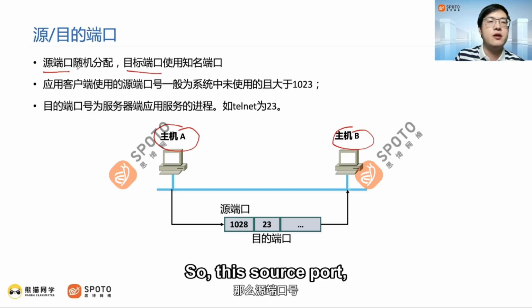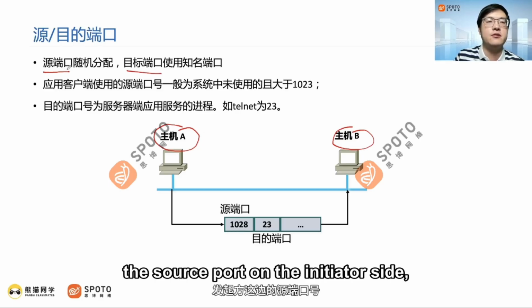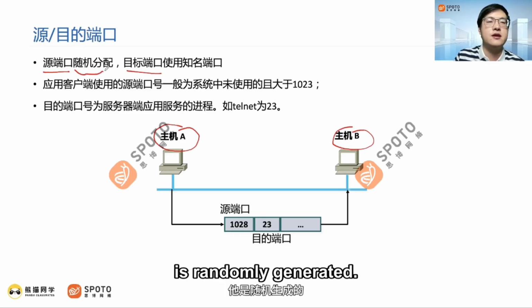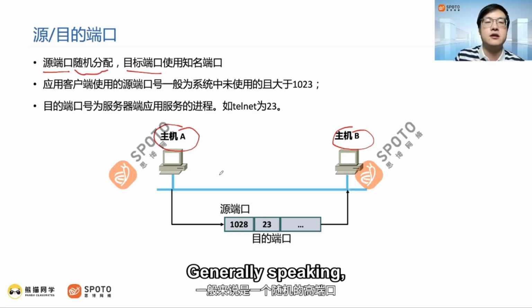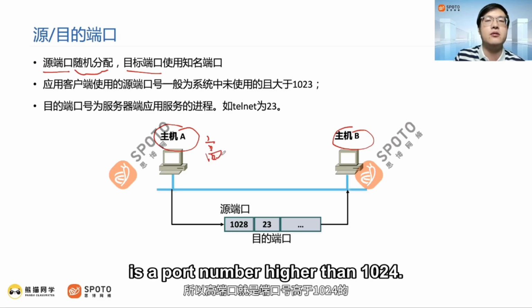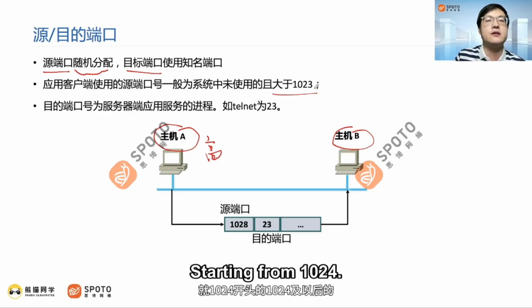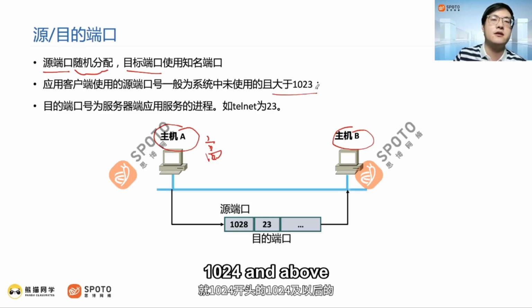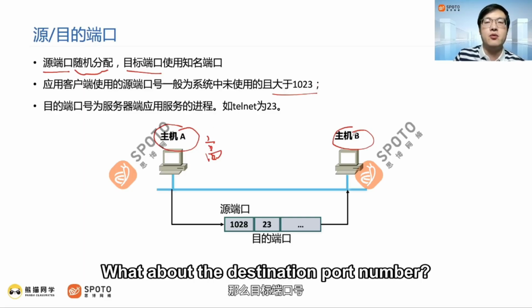Okay. So, the source port on the initiator side is randomly generated. Generally speaking, it's a random high port. A high port is a port number higher than 1024. So, greater than, starting from 1024. 1024 and above.